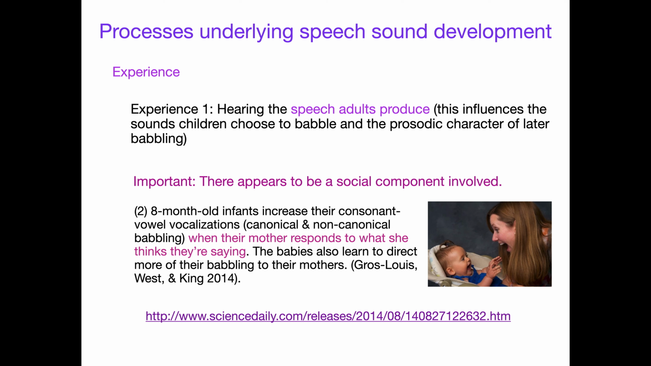And then 8-month-olds are known to increase their consonant vowel vocalizations, both the canonical ones that are very syllable-like and the non-canonical ones, which are maybe just playing around with these consonant vowel combinations, when their mother responds to what she thinks they're saying. So the baby's like, I love you, and the mom's like, oh, I love you too, interpreting that vocalization in a way that is like mature speech. And so the babies then increase their vocalizations, using that social response to produce more of them, and the babies at this point also learn to direct more of their babbling to their mothers as a communicative signal.